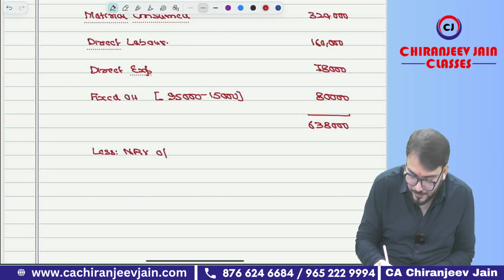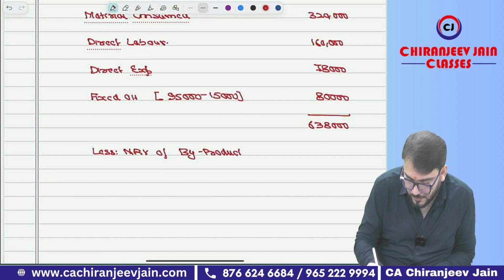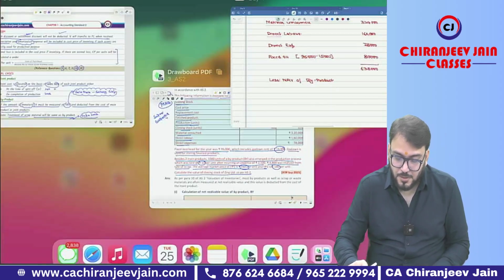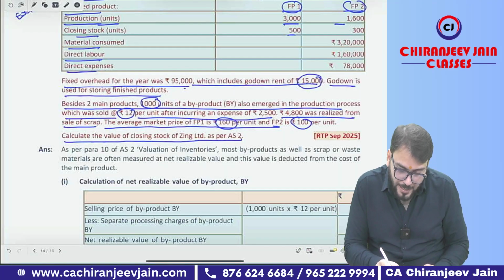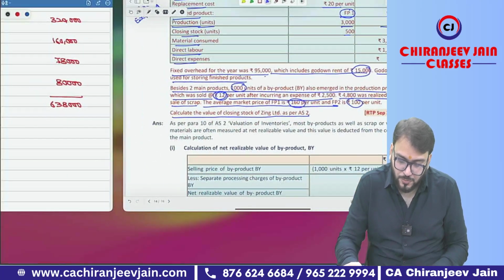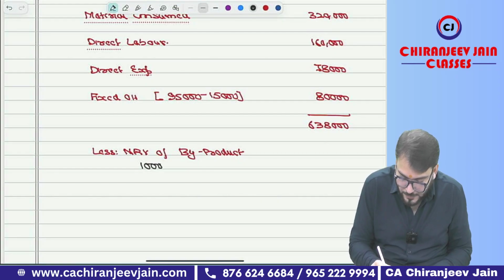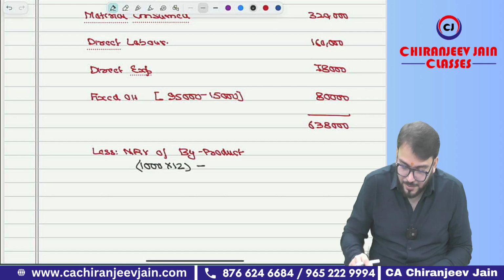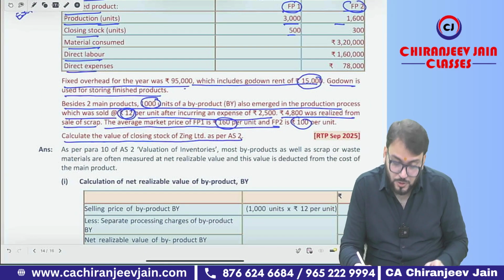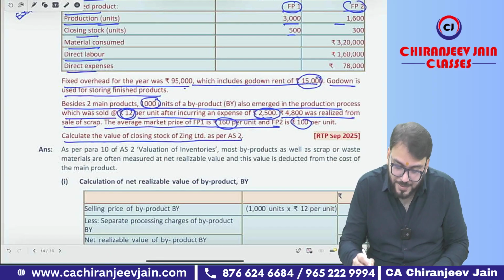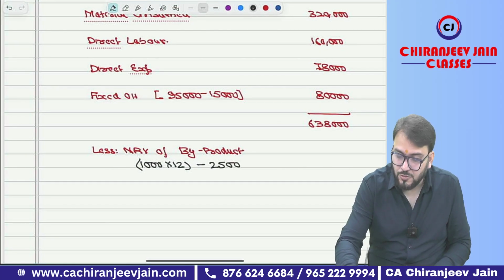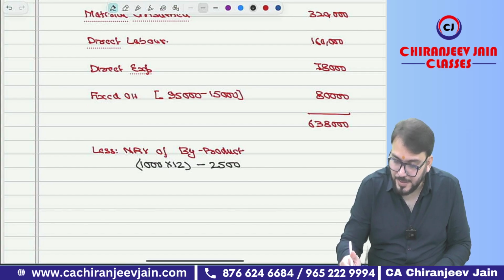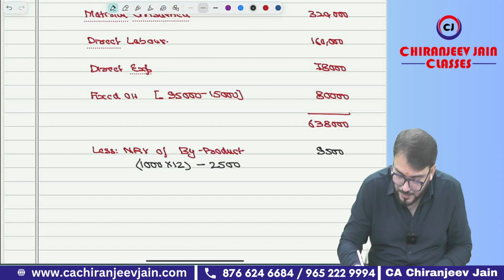From this, what will we deduct? Less NRV of byproduct. 1,000 units of byproduct are produced and can be sold at 12, so 1,000 into 12. The selling expense to make such a sale is 2,500, so minus 2,500. That is 12,000 minus 2,500, which is 9,500, the NRV.